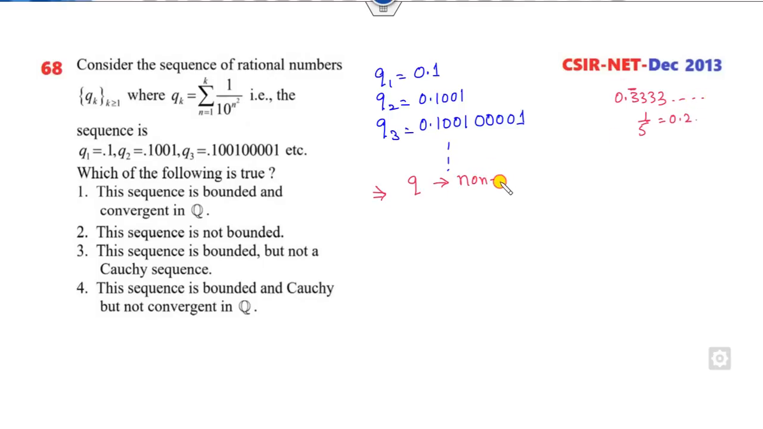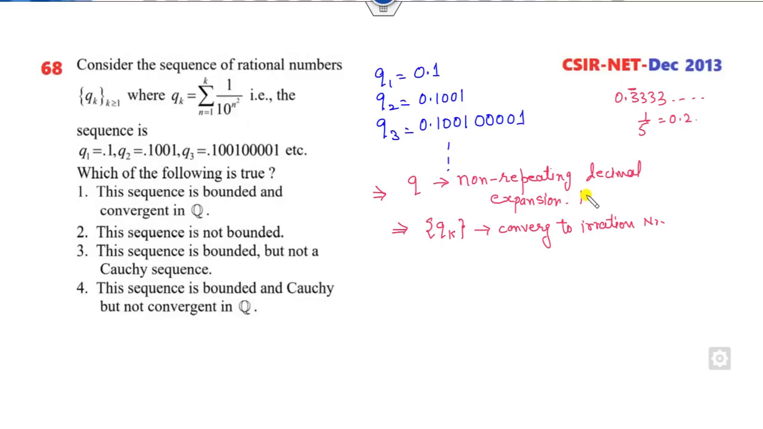So these are non-repeating decimal expansions. It is given to you. Fine. It is a non-repeating decimal expansion. What is the meaning of that? Any sequence corresponding to a non-repeating expansion is always convergent to an irrational number. Irrational because they are non-terminating. Once you find that it's terminating, like here, this is completely terminating, then it converges to a rational number. But it is non-repeating, non-terminating, so it's an irrational number.